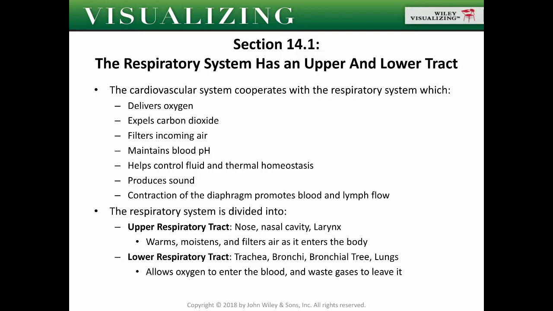Now, as I told you before, we have the upper respiratory and the lower respiratory tract. The upper respiratory tract, which comprises the nose, the nasal cavity, and the larynx, warms, moistens, and filters air as it enters the body. While the lower respiratory tract, which includes the trachea, the bronchi, the bronchial tree, and the lungs itself, is responsible for allowing oxygen to enter the blood, and the waste gases, which is of course mainly carbon dioxide, to leave it.